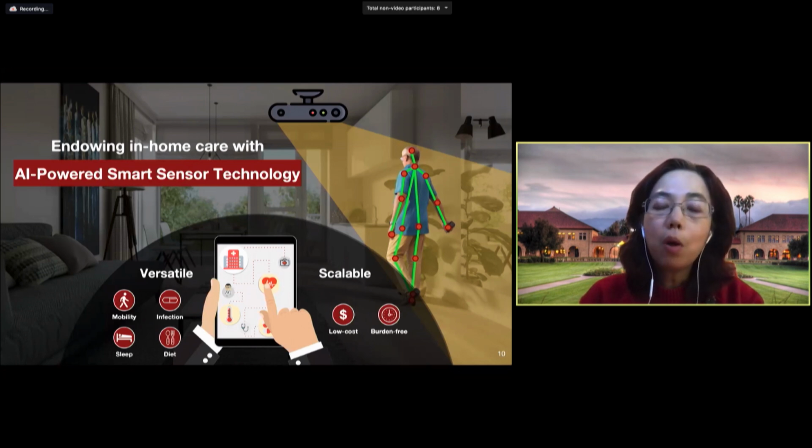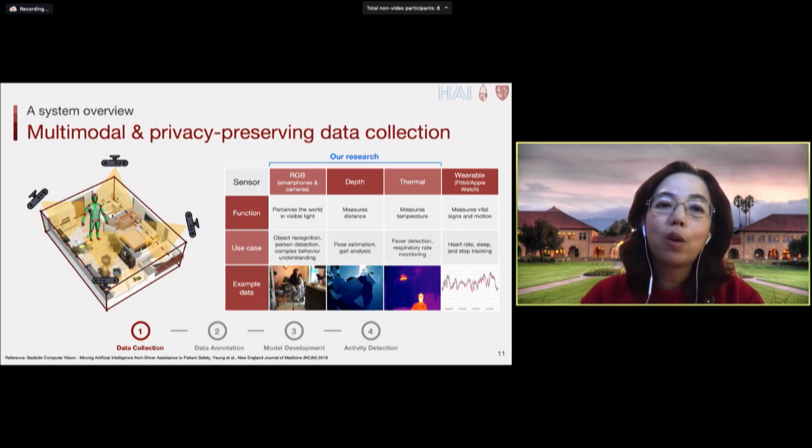A potential opportunity is to use AI-powered smart sensor technology. The idea here is that sensors installed at home can help families and clinicians keep track of the health conditions of the elderly in a versatile and scalable fashion. Here's how the system works in a four-step overview.